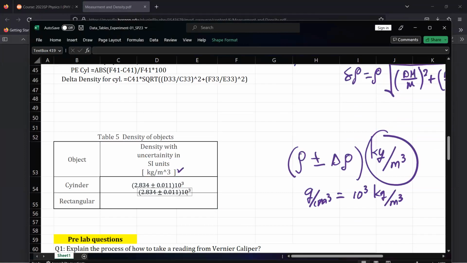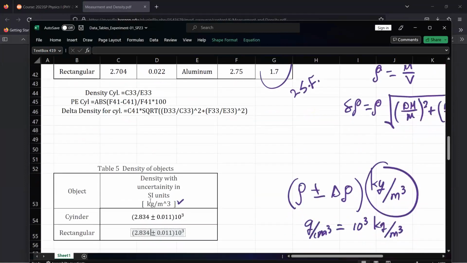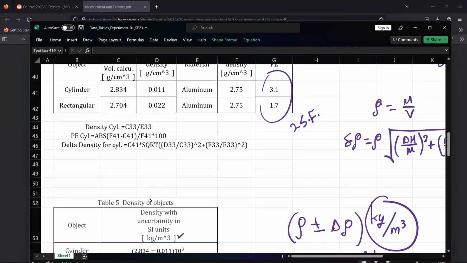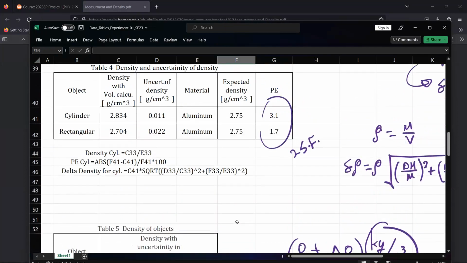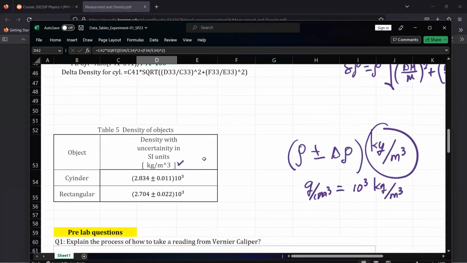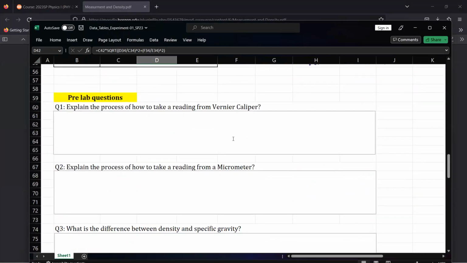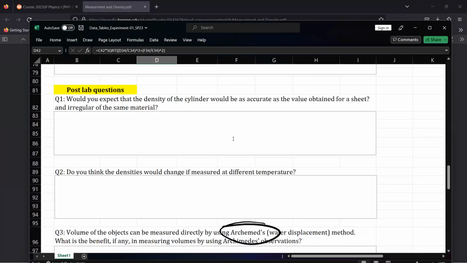Similarly, I need to retype this for the rectangle. I'm going to make a copy. I just copy and paste that equation and then edit the numbers. For the rectangle, I got 2.704, and the error I got is 0.022. So 0.022, and 10 to the power 3 is still the same. That's about it, actually. So it's fairly simple. These answers you can easily write down by reading the lab manual.